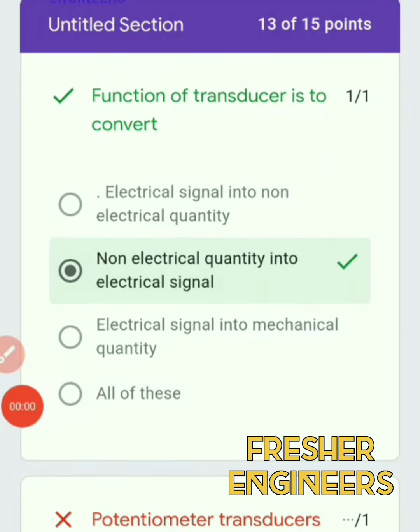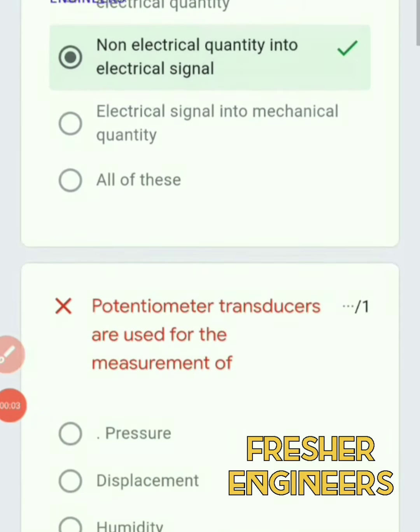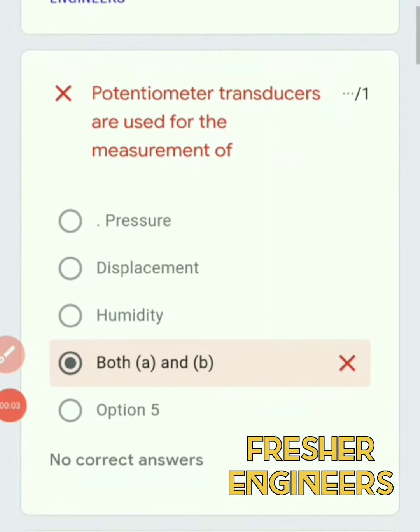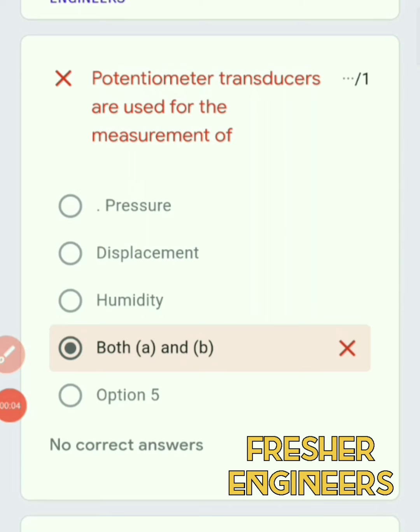Function of transducer is to convert non-electrical quantity into electrical signal. The correct option is B. Potentiometer transducers are used for the measurement of pressure and displacement. Hence, the correct answer is D, both A and B.